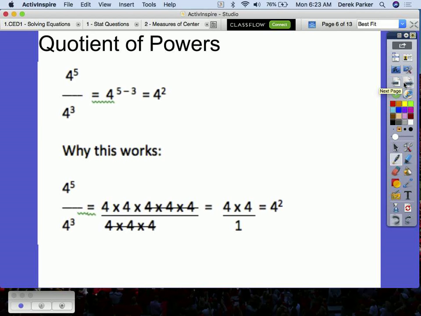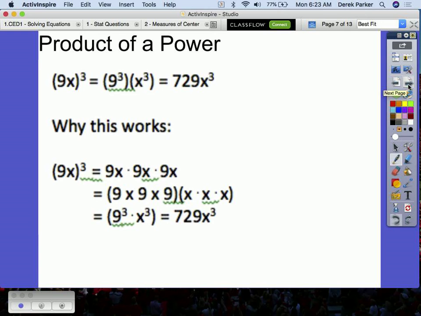Quotient of powers. This is just like what you do with product of powers. The only difference is when you are dividing with exponents, you subtract the exponents. For example, 4 to the 5th power divided by 4 to the 3rd power, subtract the exponents, and that becomes 4 to the 2nd power. Now, you can always check your work: 4 to the 5th power divided by 4 to the 3rd power, and you should get 16.